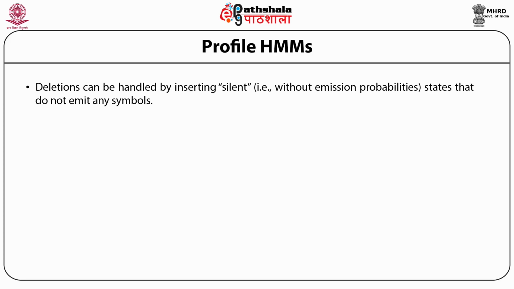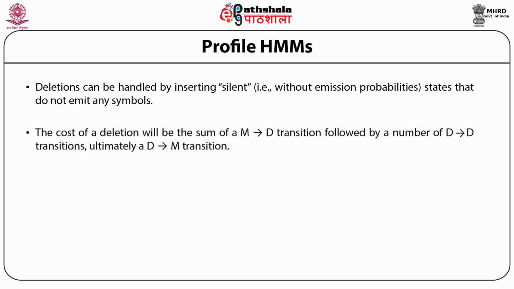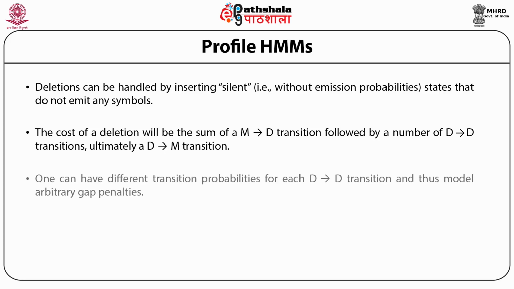Okay, and the cost of a deletion will be the sum of going from the match states, M states, to D states, and then there can be more than one D state, so you can go from one D state to another, and those transition probabilities can again be trained so as to handle different kinds of gap penalties. So this process can give us all kinds of gap penalties. You can use an affine gap penalty, we'll train it in a certain way. If you want to use even a complex function of gap penalty, we can do that. So any arbitrary gap penalty model you have can be trained by adjusting the transition probabilities of the delete states to the delete states within your Markov model.